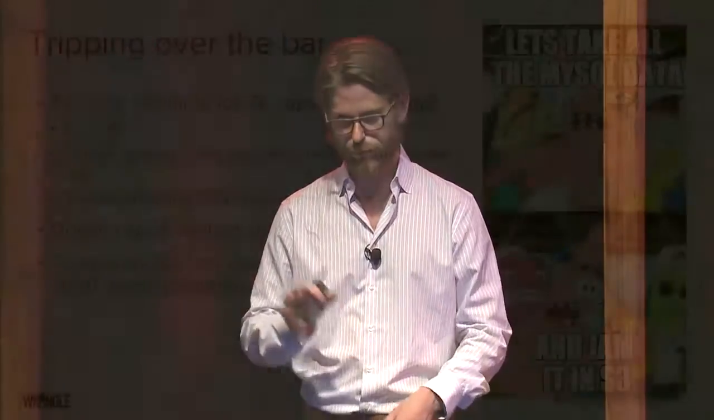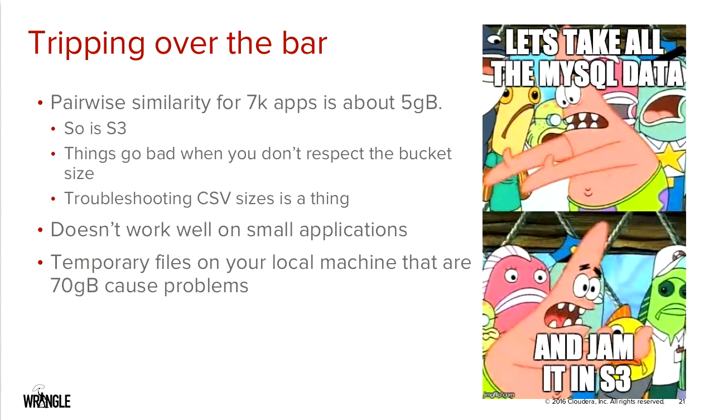Tripping over the bar, which I have done an exceptional amount of. Pairwise similarity for 7,000 apps is about a 5 gig CSV of just text. So when we first piloted this, we've always had the ability to do similarity of applications, but doing it at a large scale, first you write it on your laptop, then you move some of it into whatever service you're using, and you start running into those interesting intermediary issues. We ended up having issues where the data was too big for S3, and I ended up spending 3 or 4 days just troubleshooting CSV sizes, which was frustrating, but funny in hindsight.